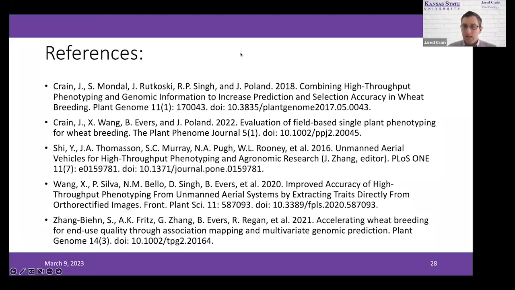We did use heading date as a covariate in the model. Okay. Just heading date, not flowering time. Okay. Was the germplasm genetically the same and isogenic between the full plot and single plant plots?